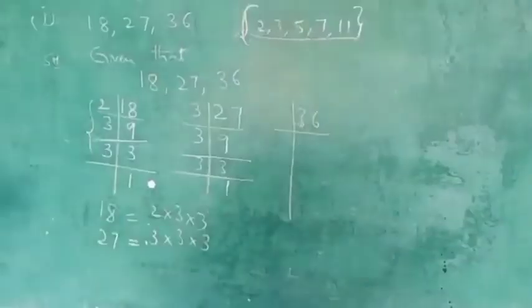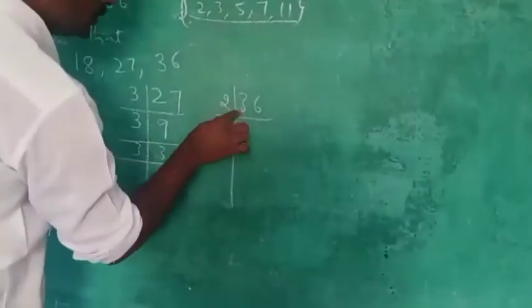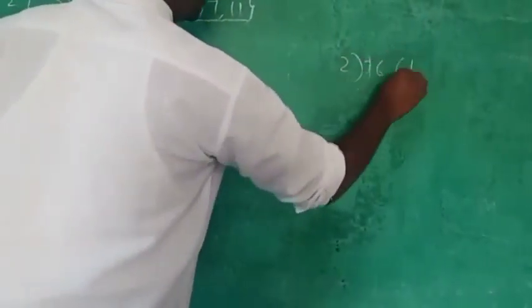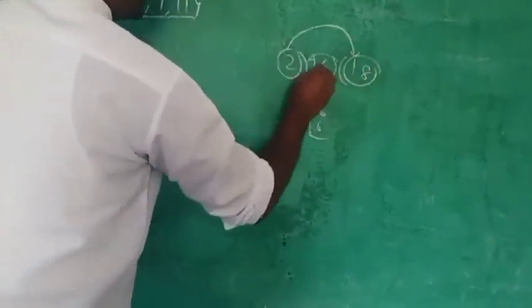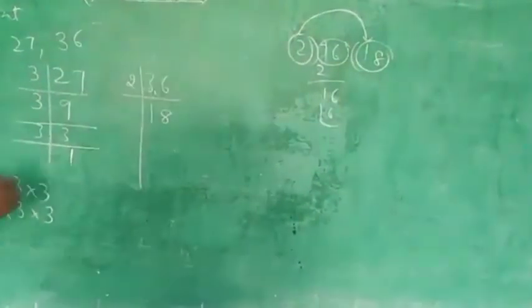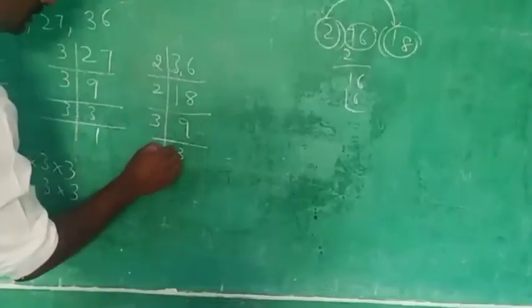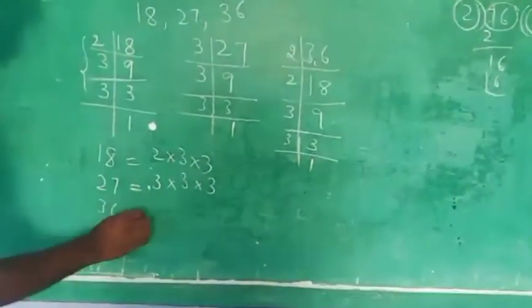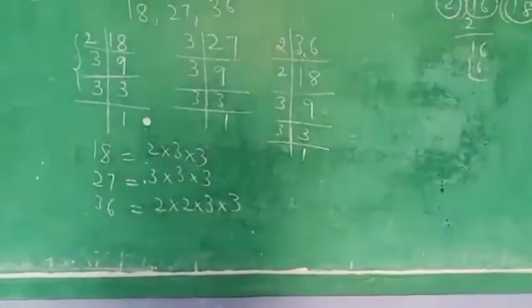Got it? Last one, 36. Now 6 is there, so it comes in the 2 table. Sir, I cannot do division like this, sir. Do one thing: take 2 like this and write 36 here. 2 ones are 2, 2 eights are 16. So 2 into 18 is equal to 36. Now take again the 2 table, 2 nines are 18. Take the 3 table, 3 threes are 9. Again 3 ones are 3. So 36 is equal to 2 into 2 into 3 into 3. Got it?